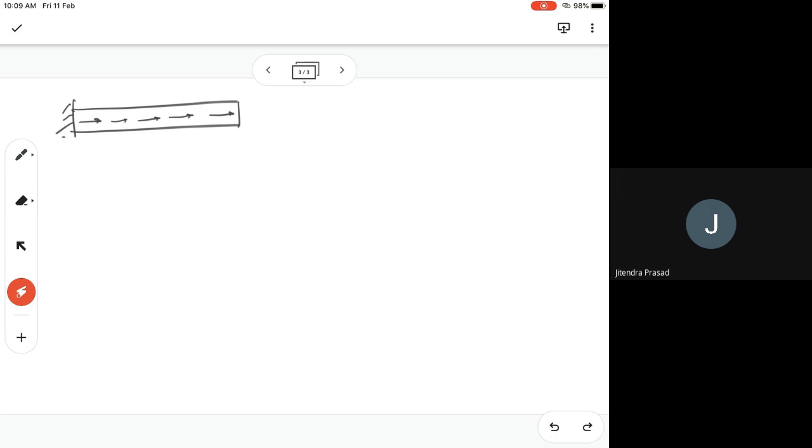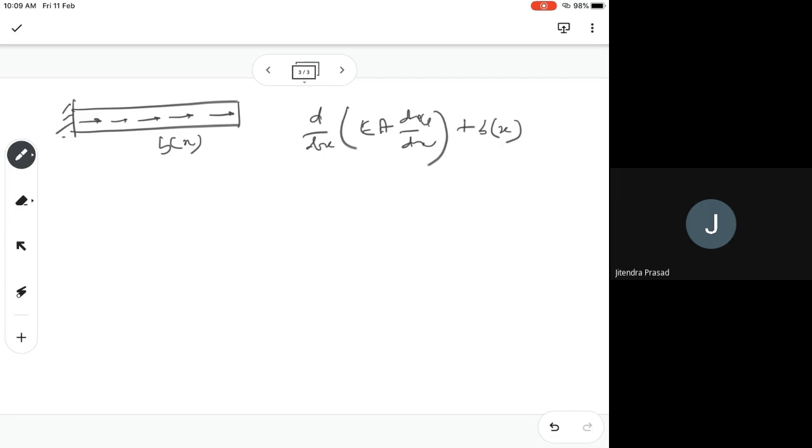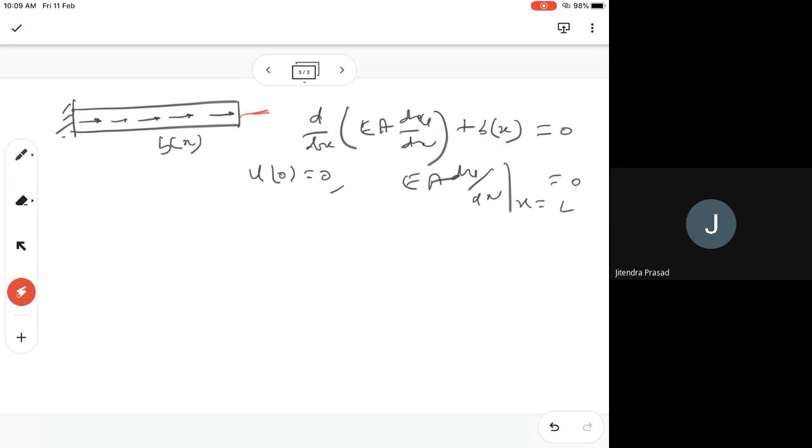So this is a problem that we have discussed earlier. This is again a 1D elasticity problem, and the equation is d over dx of EA du over dx, plus bx, is equal to 0. The boundary conditions: u at 0 equal to 0, and EA du over dx at x equal to L is also equal to 0, because there is no force here, but it has body force. We solved it earlier. You can solve it directly from here, right? Also, bx is a constant called b naught.